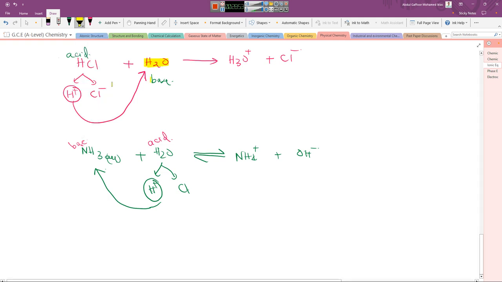So what you have to notice here is H2O is acting as base when it is reacting with an acid, and H2O is acid when it is reacting with base. So this is called the amphoteric property of water. Here water is acting as both base and acid.